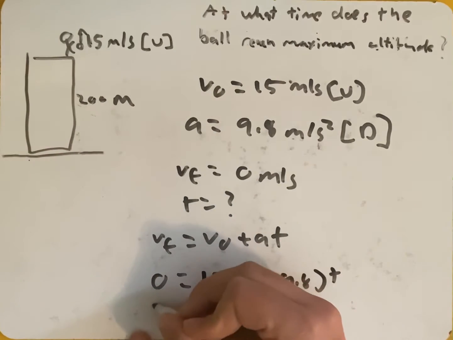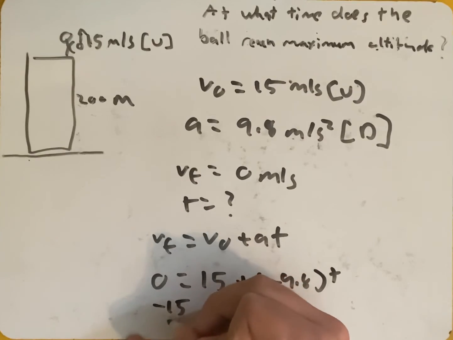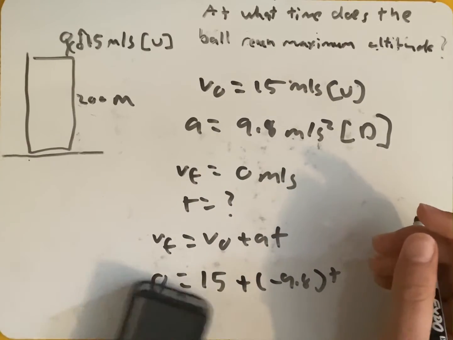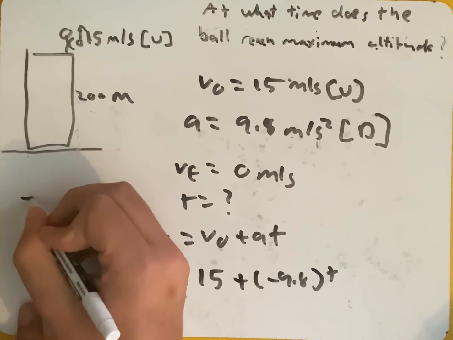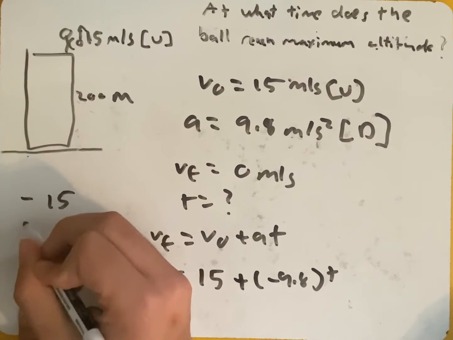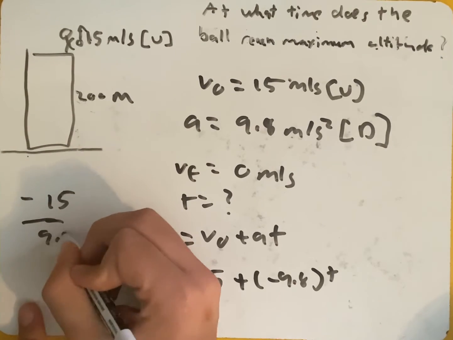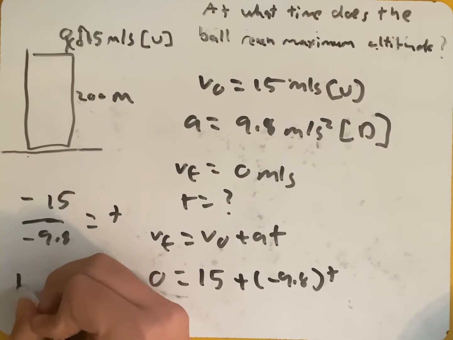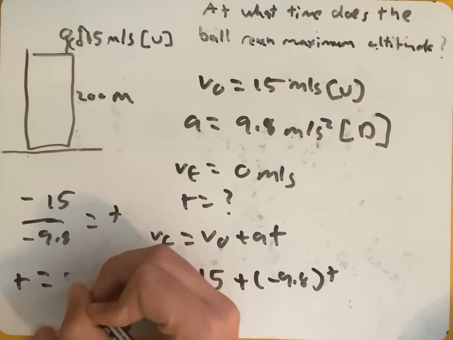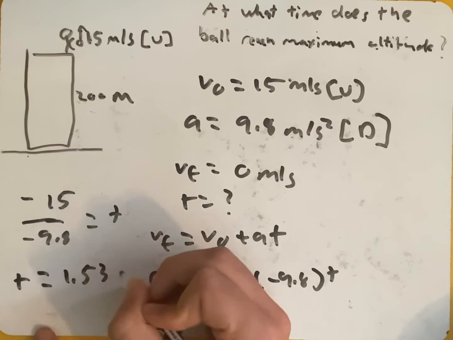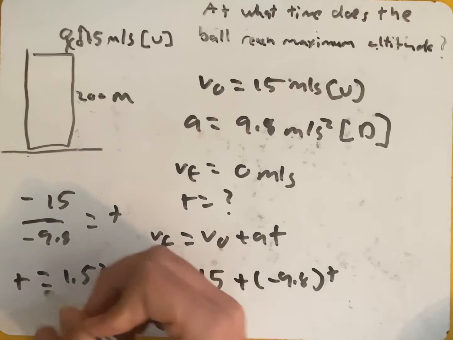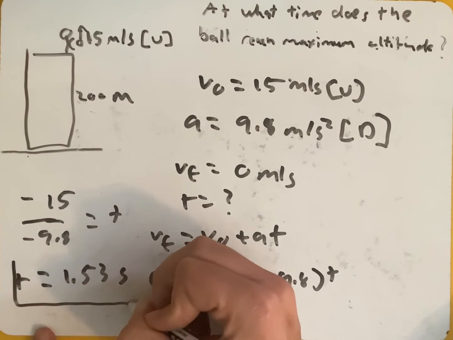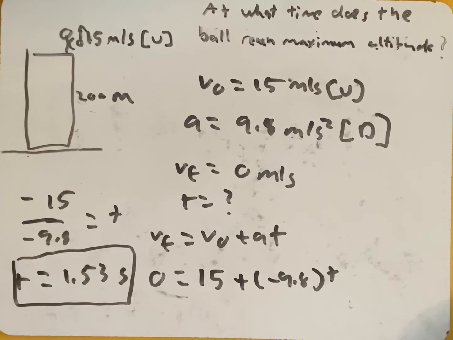And we can isolate this variable. So actually I'll write it to the side so we have more room. So negative 15 over negative 9.8 equals time. And we can solve this and we can get the time equals 1.53 seconds. And that's it. That's the question. It will take 1.53 seconds for the ball to reach its maximum height.